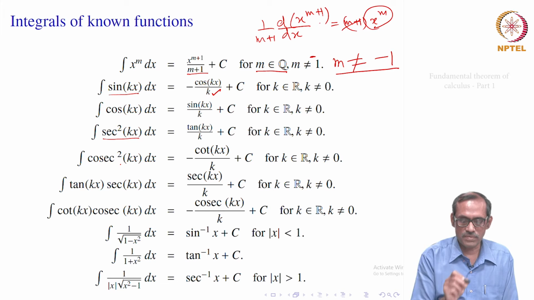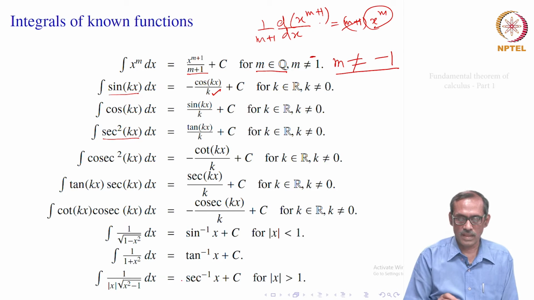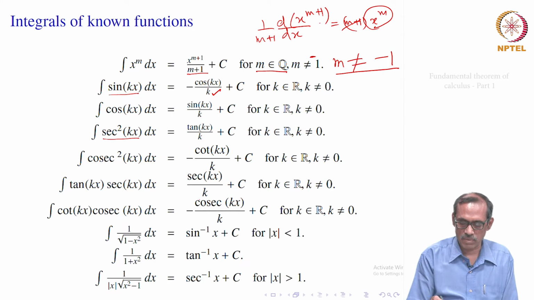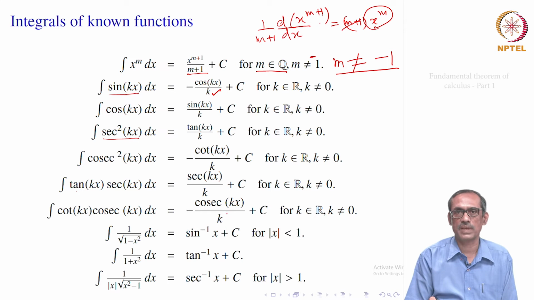Similarly, the integral of cosec square kx equals minus cot kx divided by k, because the derivative of the right side equals cosec square kx. All these formulas we know for the derivative, that is why we are rewriting them for the indefinite integral. Since the derivative of secant kx by k equals tan kx sec kx, the integral of this is secant kx by k plus c. Similarly, the cot x and cosec x formula gives the integral of cot kx cosec kx equals minus cosec kx by k plus c.